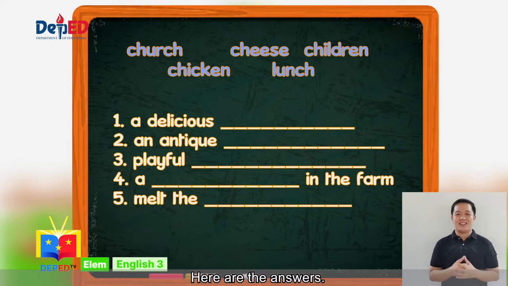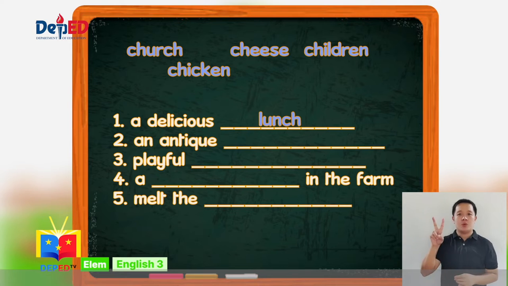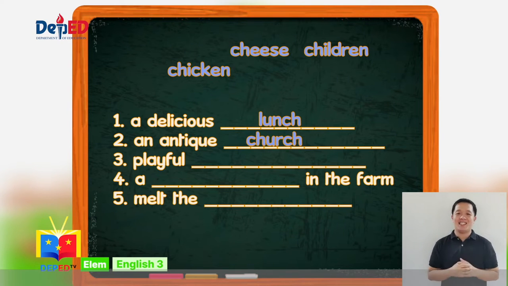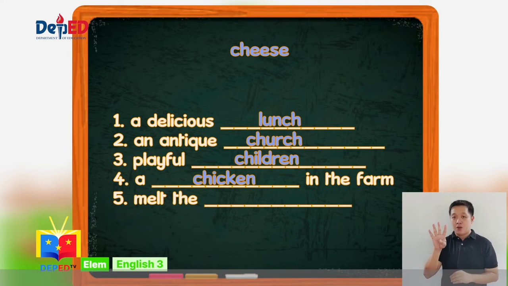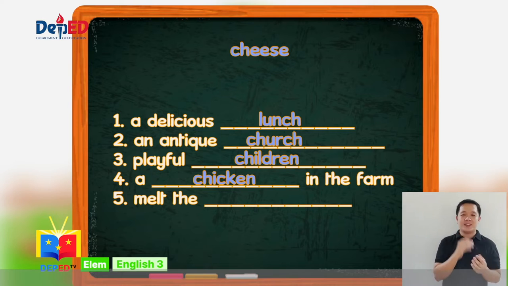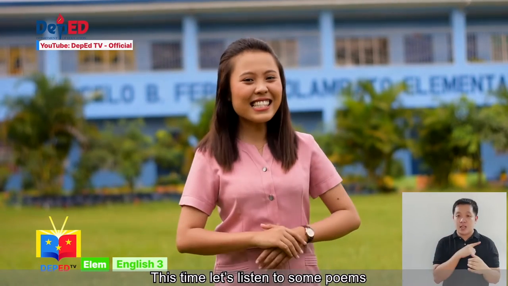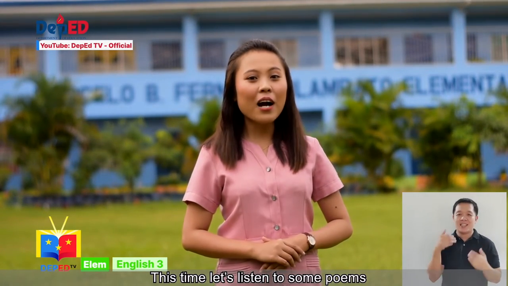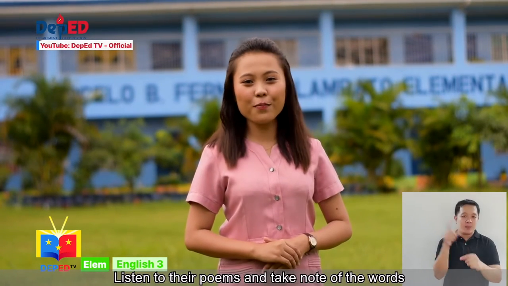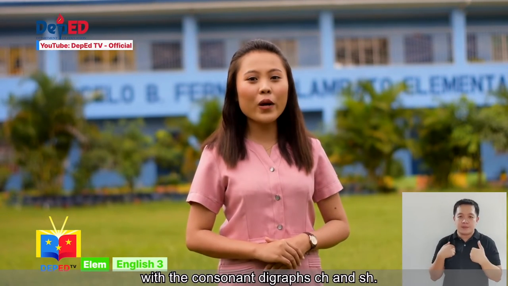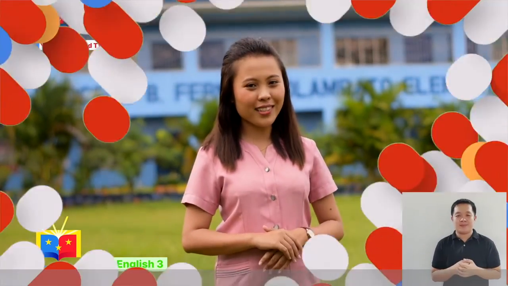Here are the answers. Number one, a delicious lunch. Number two, an antique church. Number three, playful children. Number four, a chicken in the farm. Number five, melt the cheese. Well done, kids! This time, let us listen to some poems with consonant digraphs CH and SH from our friends. Listen to their poems and take note of the words with the consonant digraphs CH and SH. You may write them in your notebook.